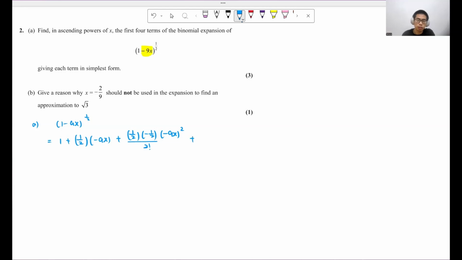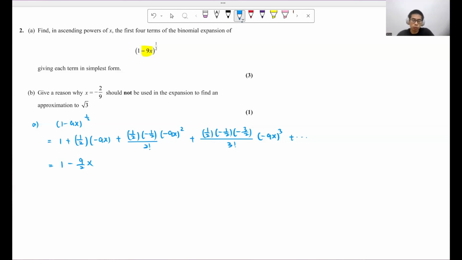And then plus n times (n minus 1), which is negative half, and then (n minus 2), which is negative 3 over 2, and then over 3 factorial times (negative 9x) cubed. Since they only want the first 4 terms, 1, 2, 3, 4, we already have everything we need. Then we just have to simplify it. So 1 doesn't change. Half times negative 9 will be negative 9 over 2 x.